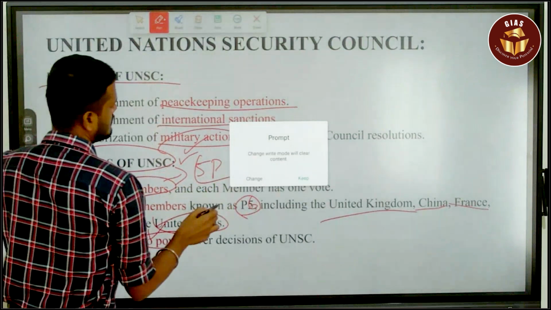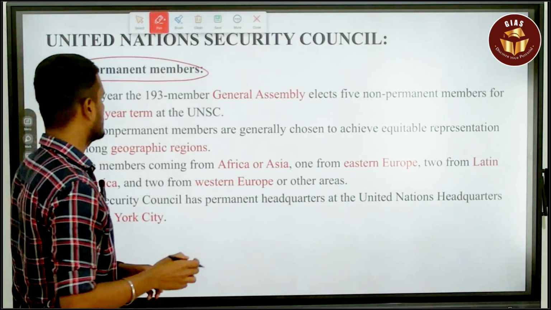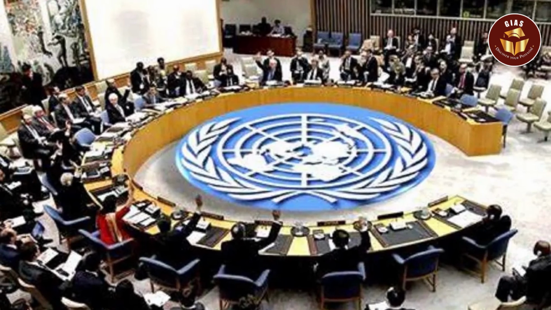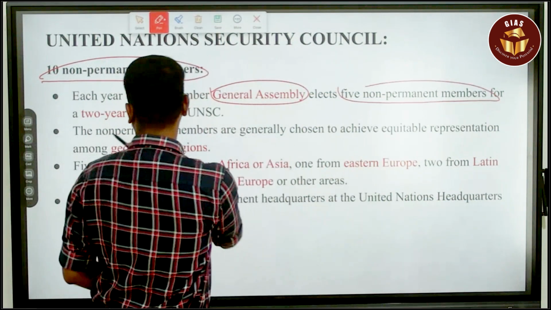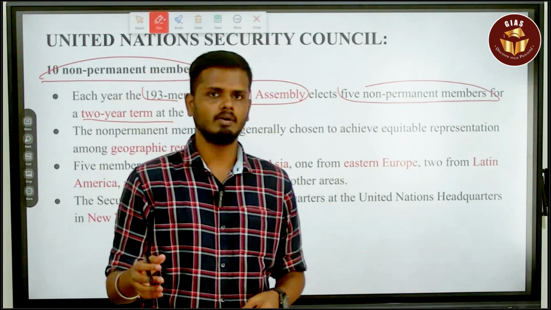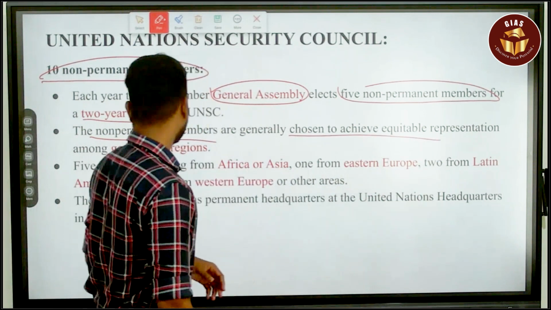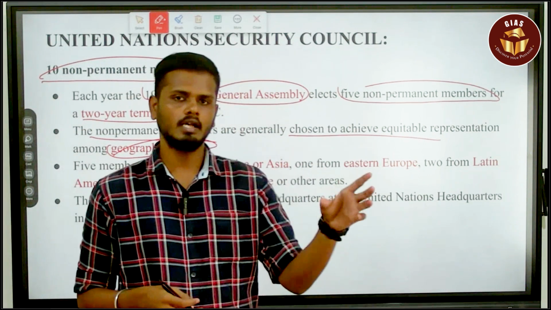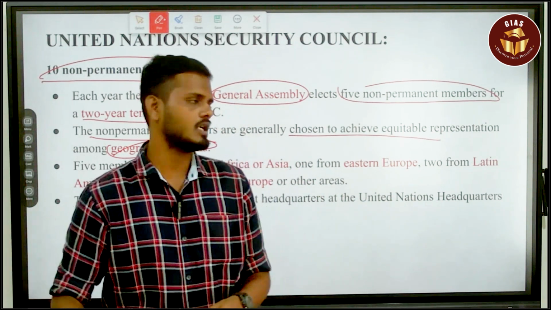Then let's see the non-permanent countries. There are 10 non-permanent countries, and each year the 193 member General Assembly, which is like the head of operations, elects the non-permanent members for a 2-year term in the UNSC. The non-permanent members are generally chosen to achieve equitable representation of geographical regions. That means they select members from different regions of the world, like North America, South America, Asia, Europe, Southeast Asia and other parts.